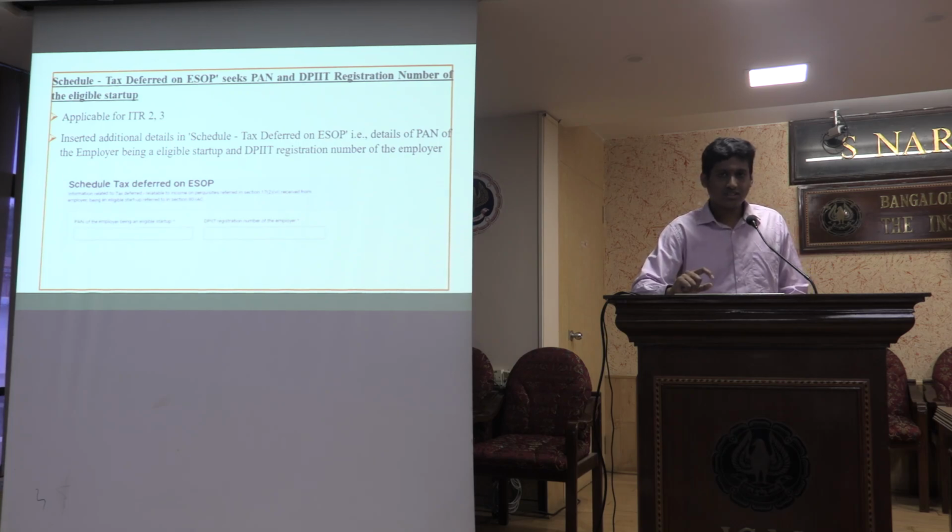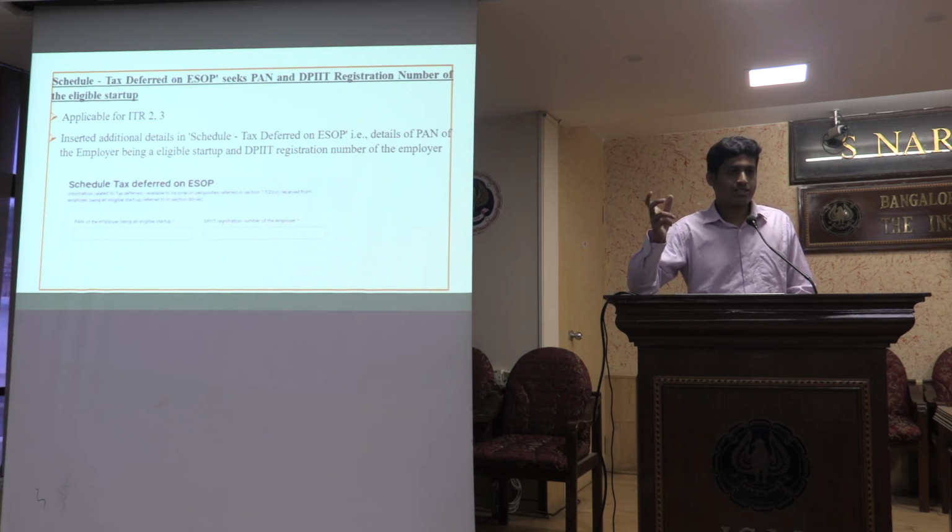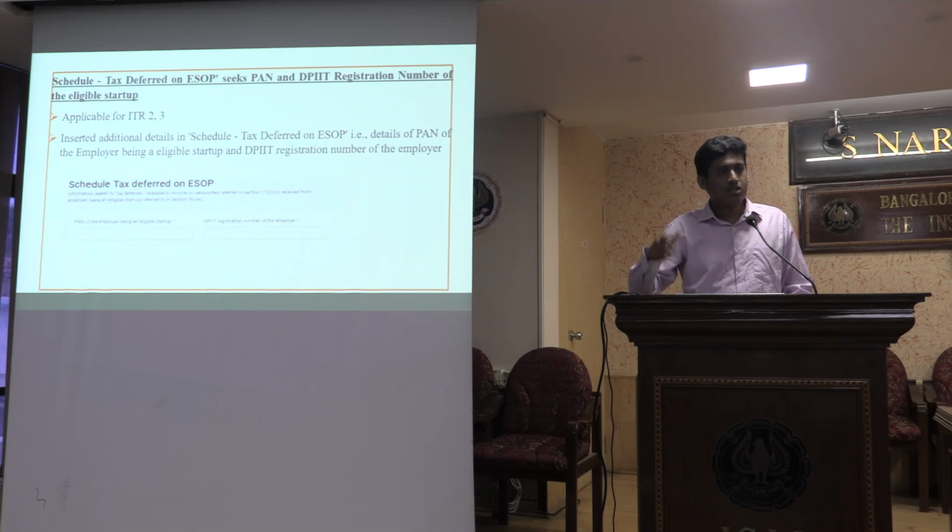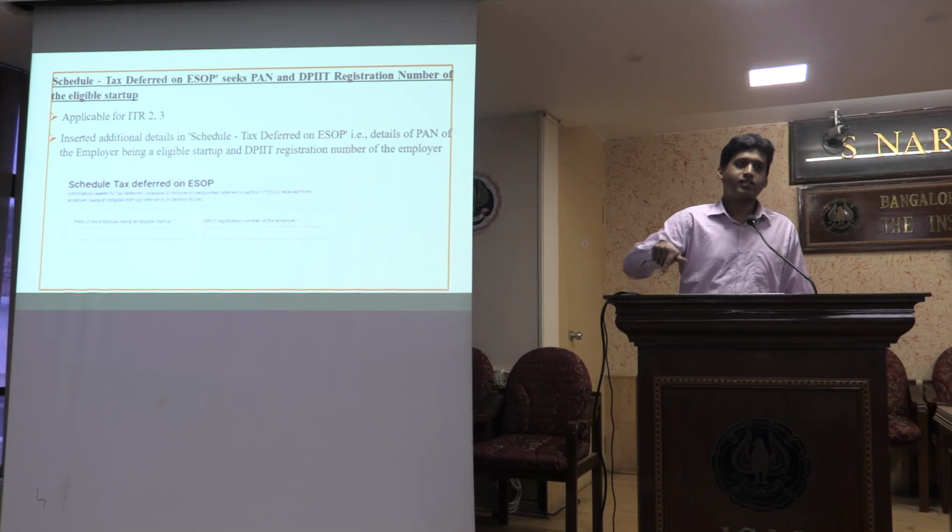So there was a schedule for disclosing this particular information, but the new change that has happened in this year's return is that we have to also mention the PAN of the employer and the DPIIT registration of the employer. So this could be some sort of a cross-check between returns that are filed by the employees of the eligible startup vis-a-vis the return that is filed by the eligible startup itself.